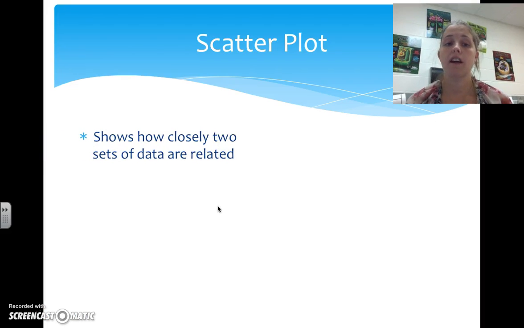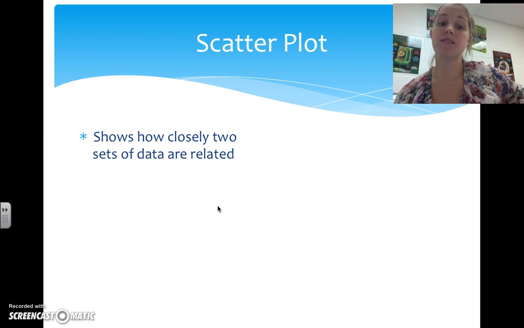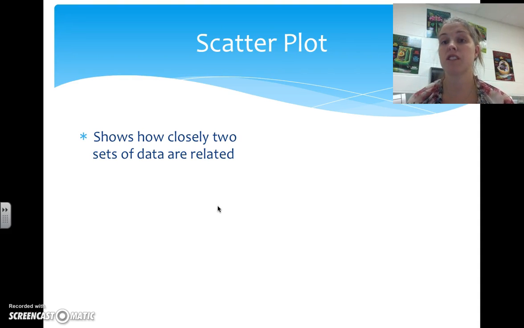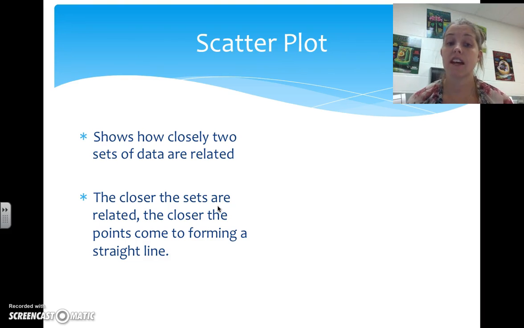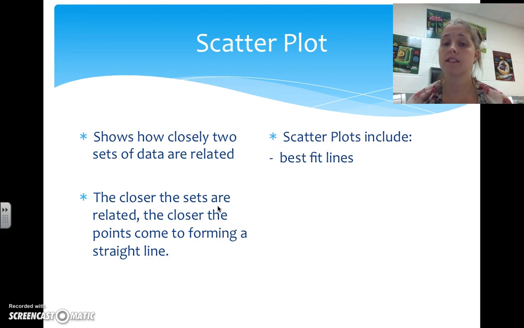So scatter plot. This shows how closely two sets of data are related. So this is what happens when your data does not happen over time. The closer related the sets of data are, the closer the points come to forming a straight line. And we can look at that when we draw a best fit line. Scatter plots typically include, like I said, best fit lines, which shows a line that goes directly through the data showing the trend.